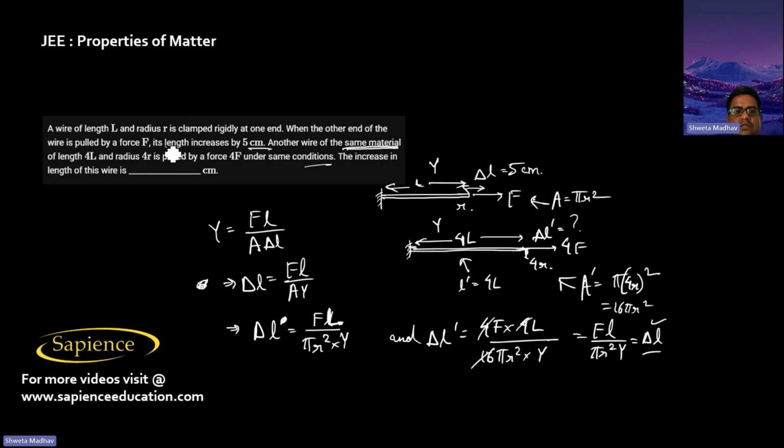So here it is told its length increases by 5 centimeters. So here delta L is 5 centimeters. So the increase in the length of the other wire having 4 times the length will be also delta L only, which is 5 centimeters. So the increase in the length of this wire will be also 5 centimeters. So 5 is the answer.